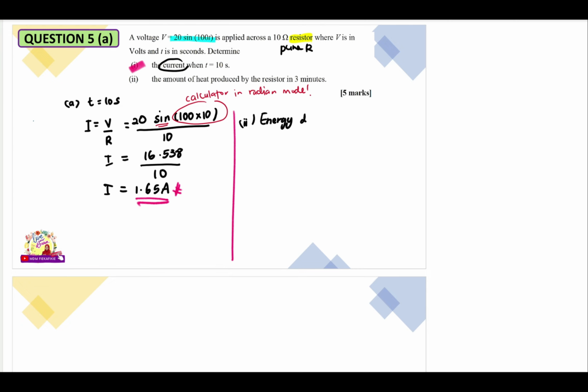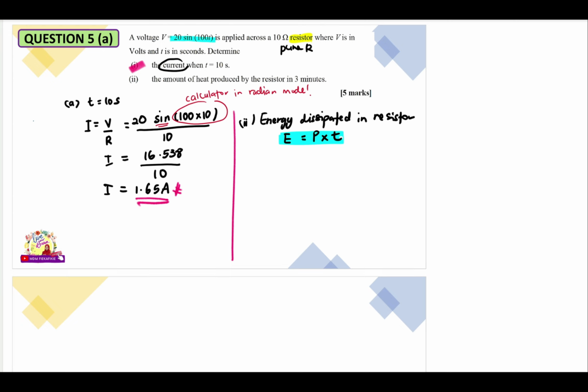Energy dissipated in resistor. Okay, kita nak kira energy dissipated in resistor. So formula energy adalah power equal to energy over time. So energy is equal to power darab dengan masa. Okay, so kita nak guna formula yang inilah. Okay, so sekarang kita ada time 3 minutes.